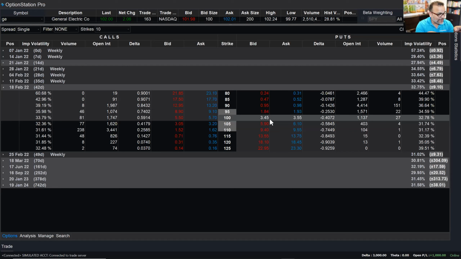The prices here are going to be crucial because that's going to be your cost. If you do decide to buy a call or a put, those prices are going to be pretty much what your premium is going to be. So it's important that we always look at those values as well.